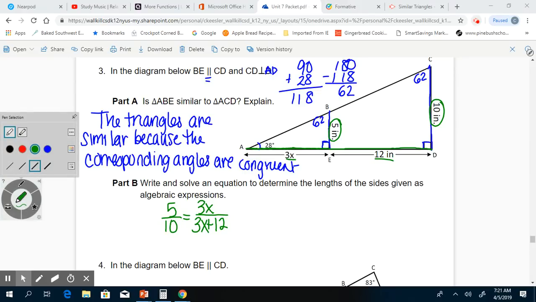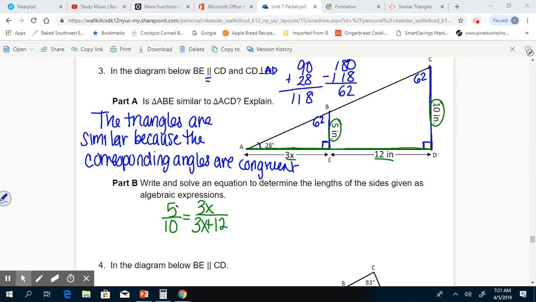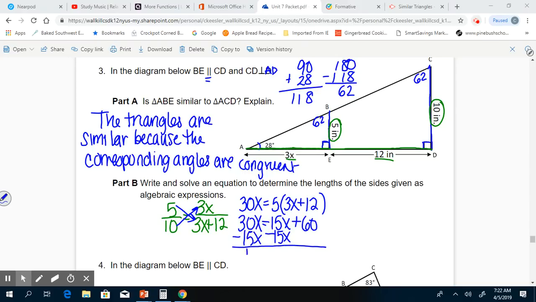Cross multiply. 5 times 3x plus 12, and 10 times 3x. 10 times 3x is obviously 30x. And then 5 times 3x plus 12, I'm going to have to distribute. So we get 30x equals 15x plus 60. Subtract the 15x. And 15x equals 60. Divide by 15.